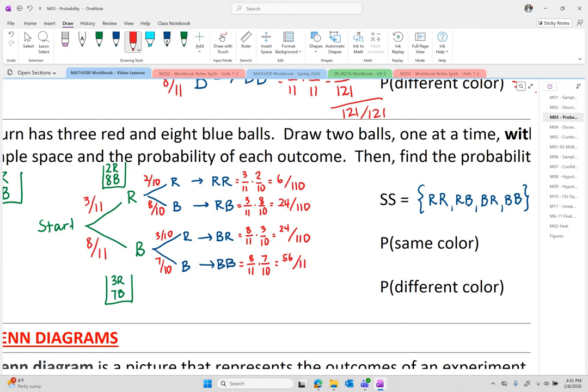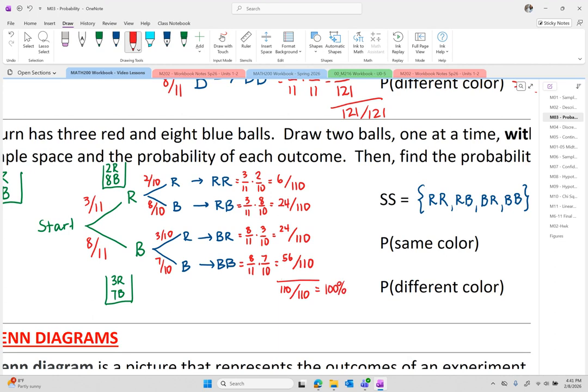These 4 outcomes are actually mutually exclusive of each other. So if I have 2 reds, I cannot have a red and a blue. If I have 2 reds, I cannot have a blue and a red, etc., etc. And if you add them, and if we have done a good job, it will be 110 out of 110 for the probability of everything in the sample space being 100%.